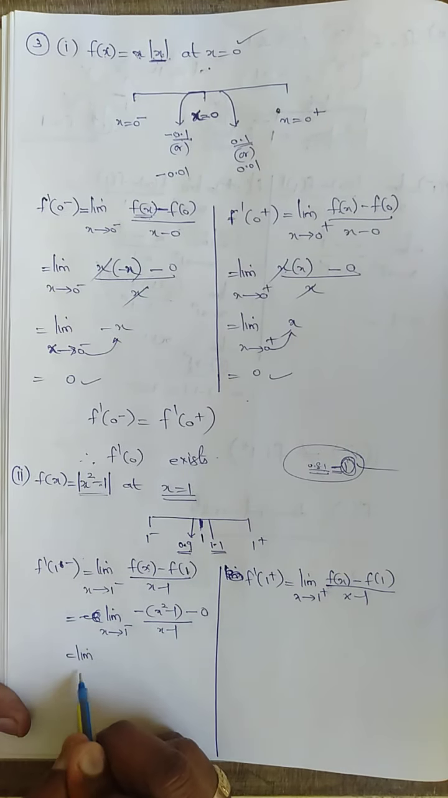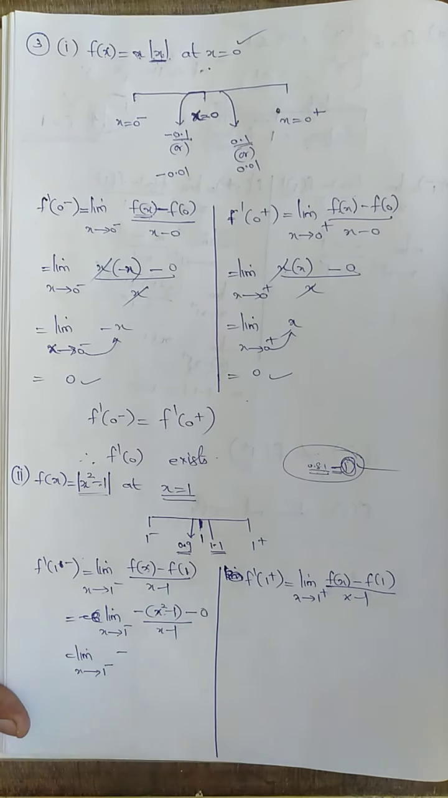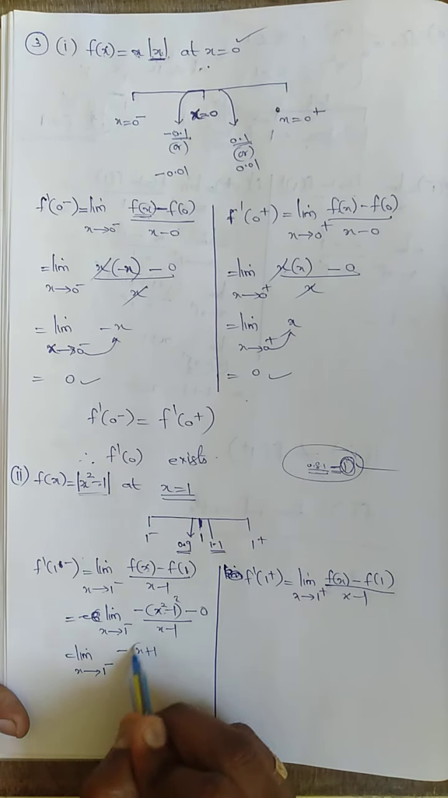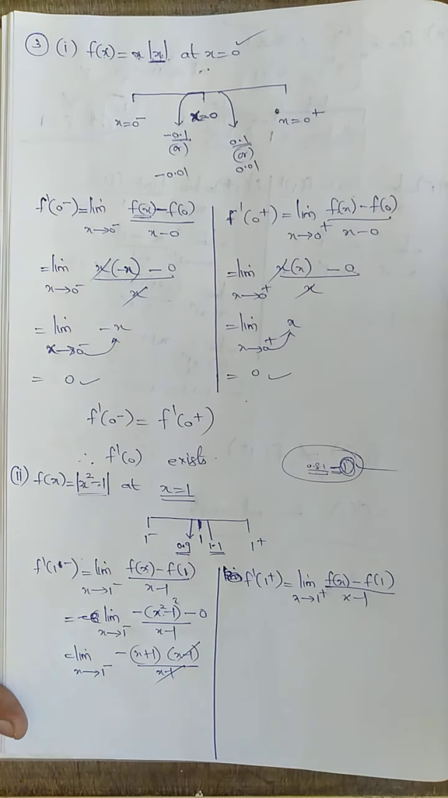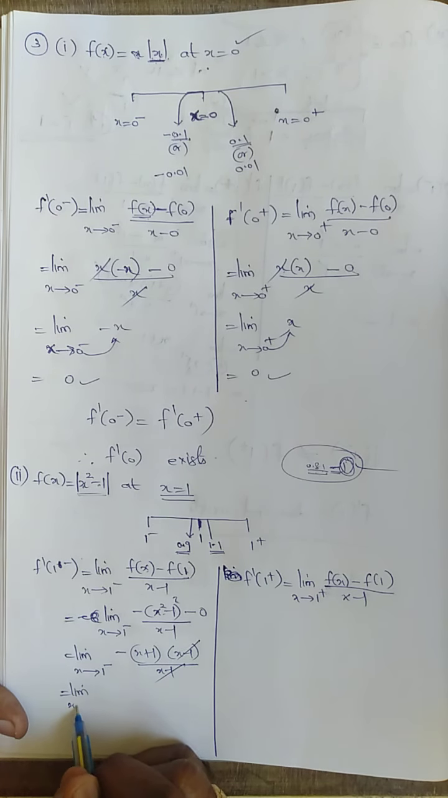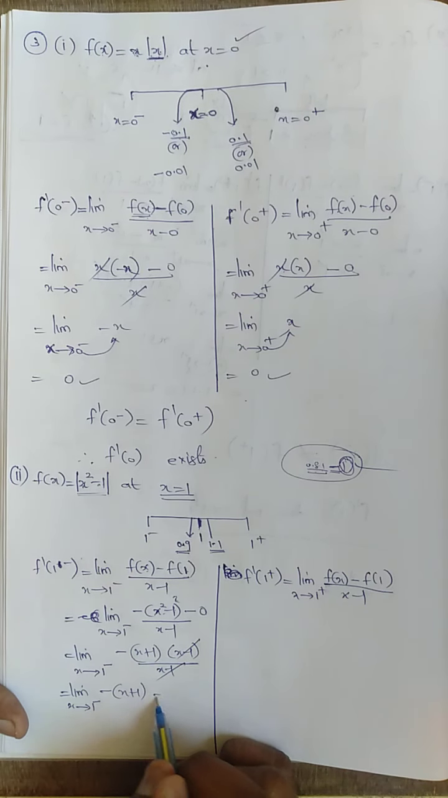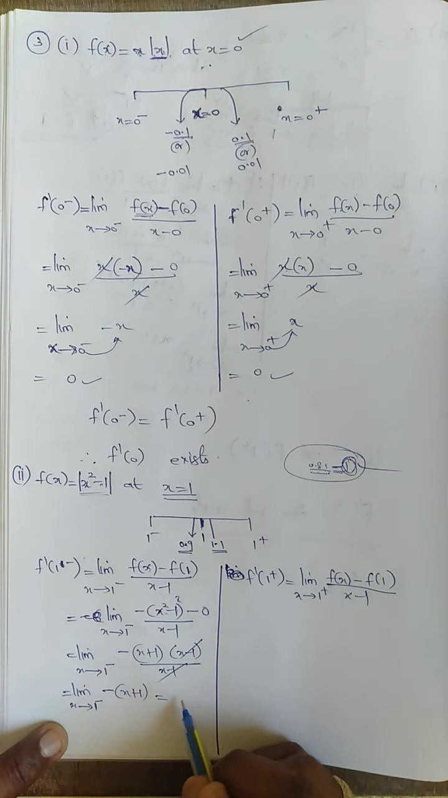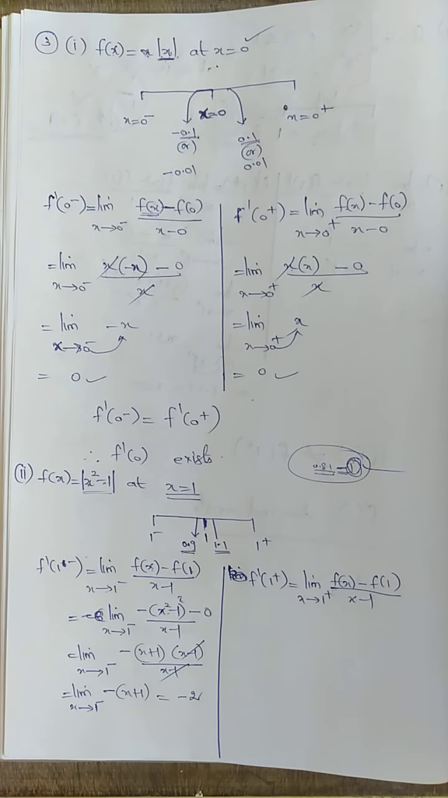So limit x tends to 1 minus, x square minus 1 square. We can write 1 square, no problem. Nothing but x plus 1, x minus 1 divided by x minus 1. Both will be cancelled. So limit x tends to 1 minus, what is the remaining here? Minus of x plus 1. Apply the value of 1. 1 plus 1, 2. So the answer is going to be minus 2. We are getting the answer as minus 2.